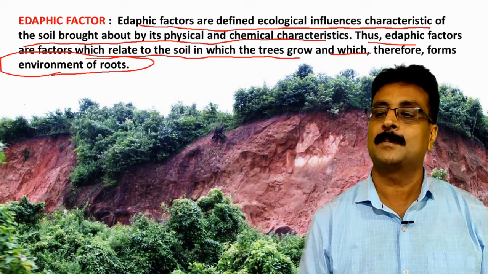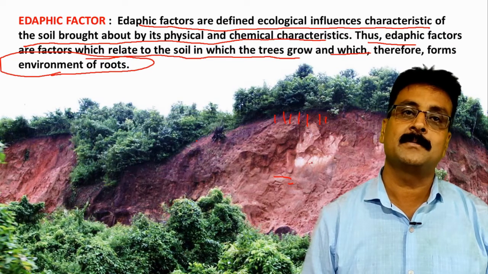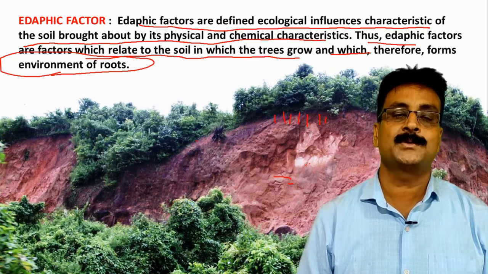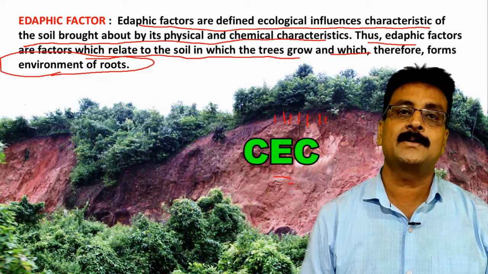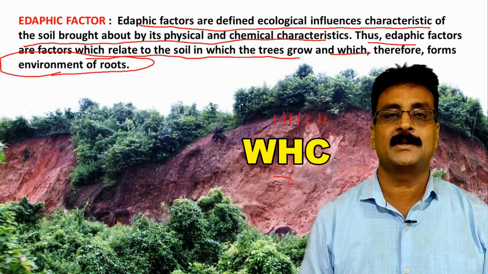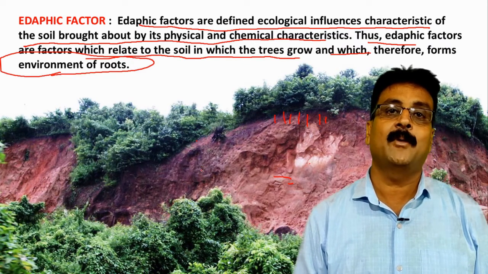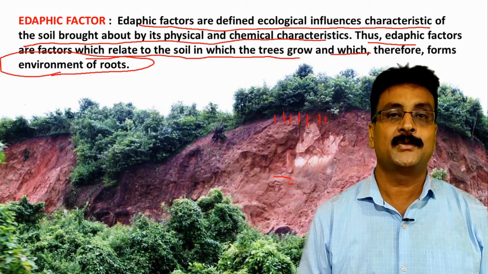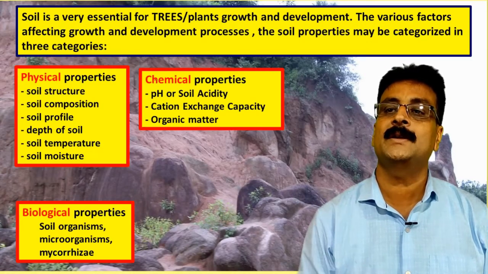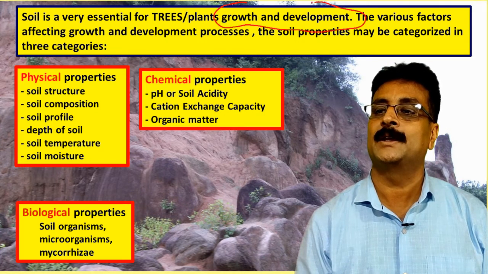So, this is a parent material, you can see, and what type of parent material it is is very important: what are your soil conditions, how much your soil is able to give the nutrients, what is its cation exchange capacity, what is its water holding capacity. This is very important for the growth of a tree, because the soil gives the environment of the roots, and roots are very important because they provide the nutrients and moisture to the trees to grow. Soil is very essential for growth and development.